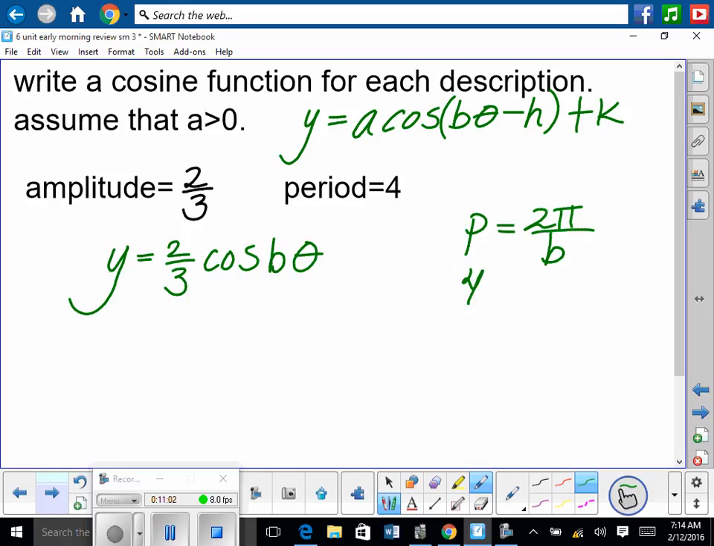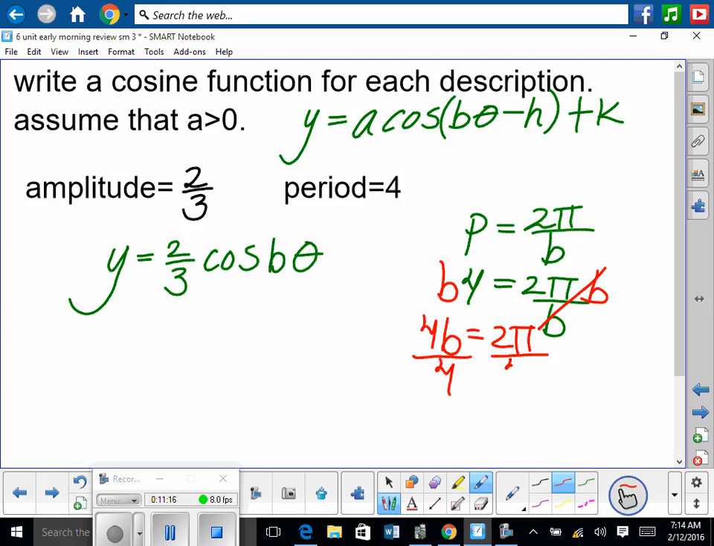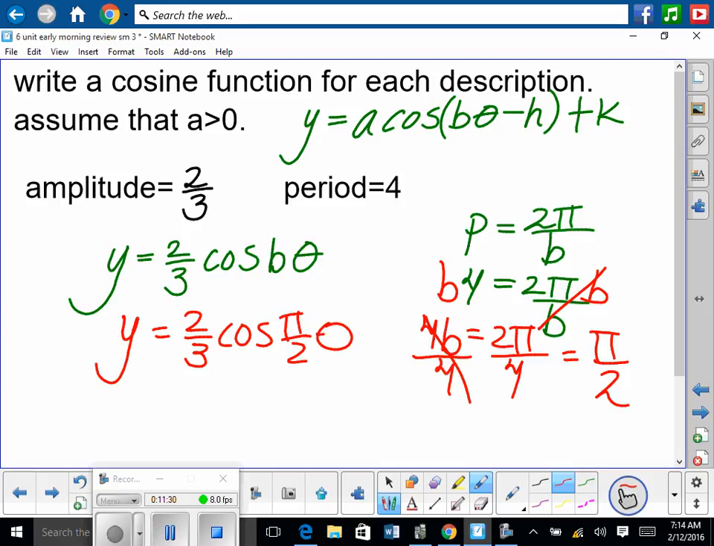So we have 4 is equal to 2 pi divided by b. And then we'll solve for b. So I multiply both sides by b. So we have 4b is equal to 2 pi, divided by 4 to get b alone. So we have pi halves. So our b is pi halves. So we have y is equal to 2/3 cosine of pi halves theta.